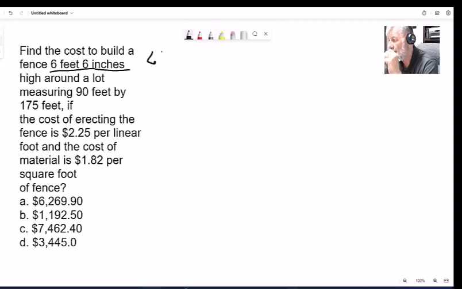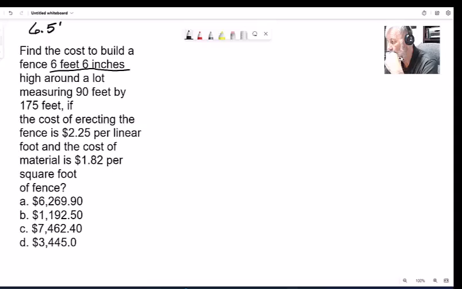So we take 6 divided by 12 equals 0.5. Then we take the 6 feet that we already have and add the 0.5 to it, which equals 6.5 feet. I'm going to put that away because we're going to need it. I'm going to erase this and mark down 6.5 feet. That's how tall the fence is. We already know that.